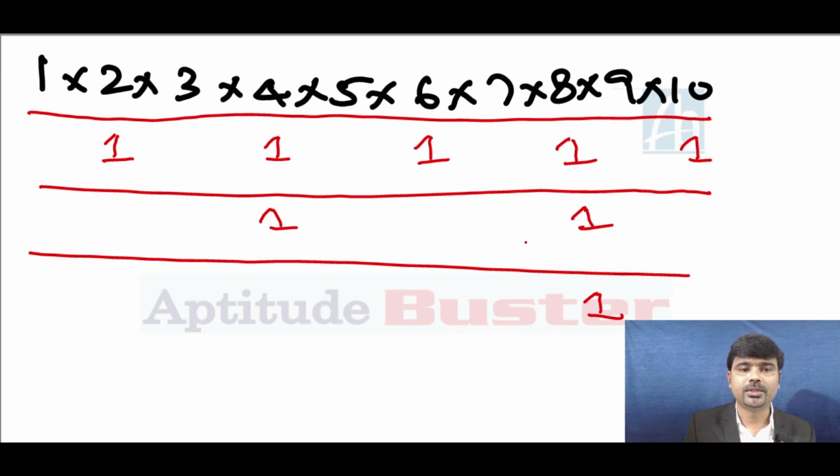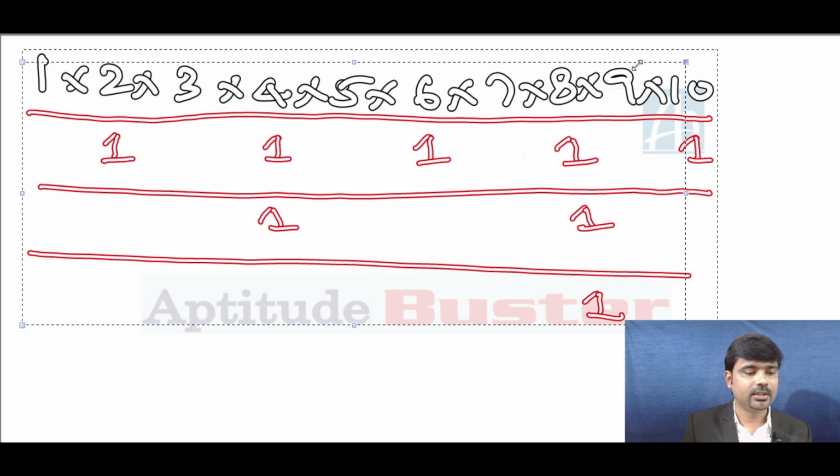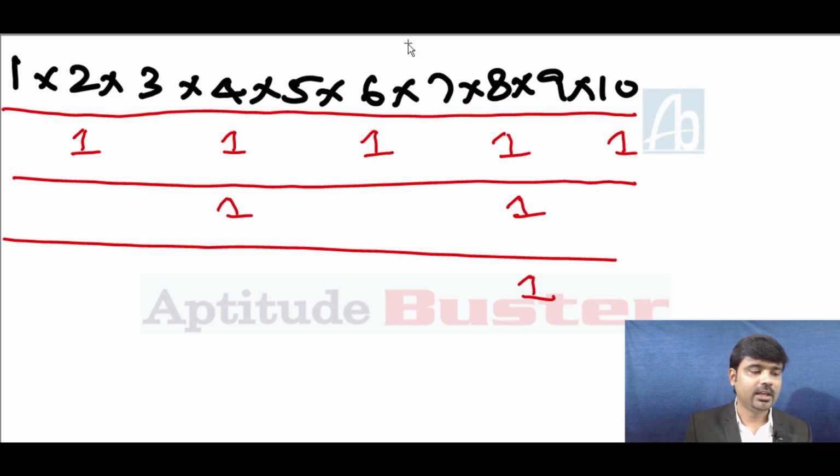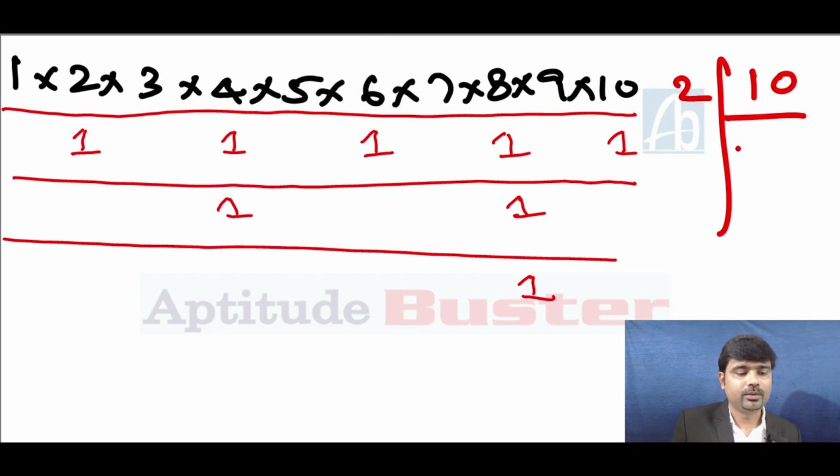That's a very simple question, very easy to find out. If it is 100 factorial or 1000 factorial, it's very difficult. I'll tell you the easiest way to find the number of 2's or number of 5's in any factorial. Here if I take 10, 10 divided by 2 is 5. 5 means 5 single 2's are there: 1, 2, 3, 4, 5.